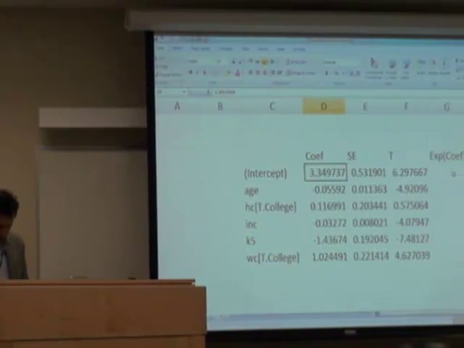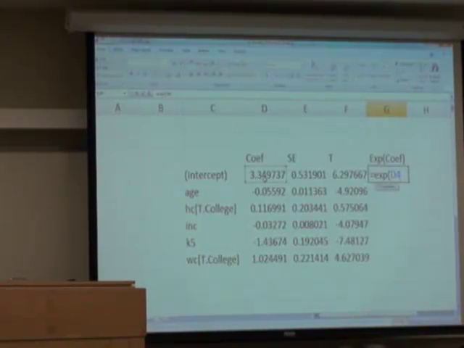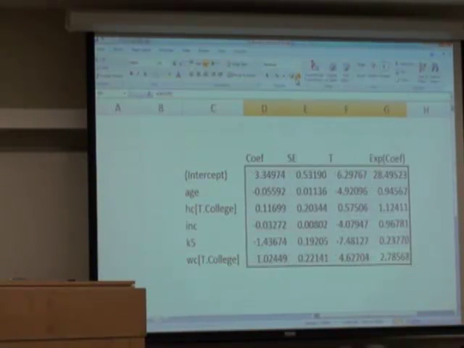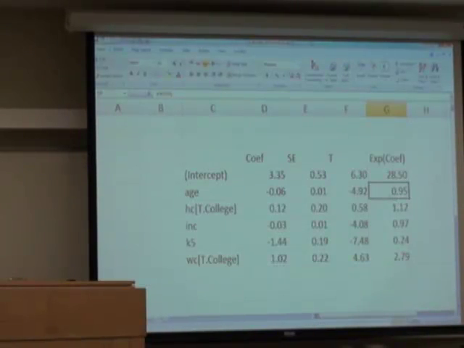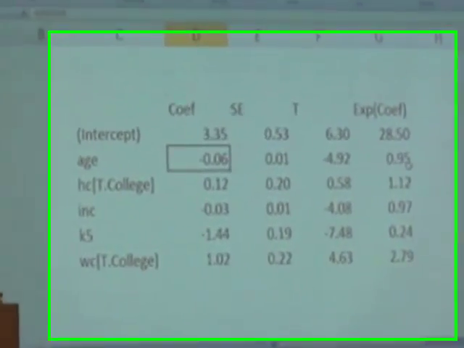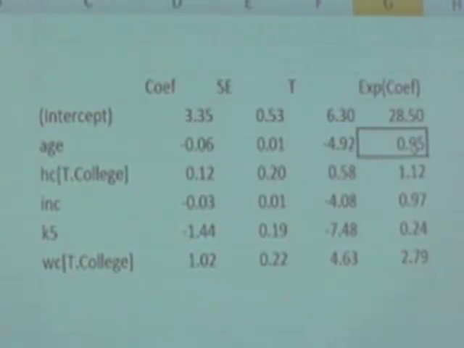And I simply come here and I say exp, and then in parentheses, this, enter, and I've got the coefficients. Right, here we go. And I'll just get rid of the extra zeros, I don't need it. So, again, the coefficient for age is minus 0.06, and if I take the exponential, it's 0.95 for each additional year of age. So as the woman becomes older by 1 year, the odds of working decline by a factor of 0.95 or by 5%.